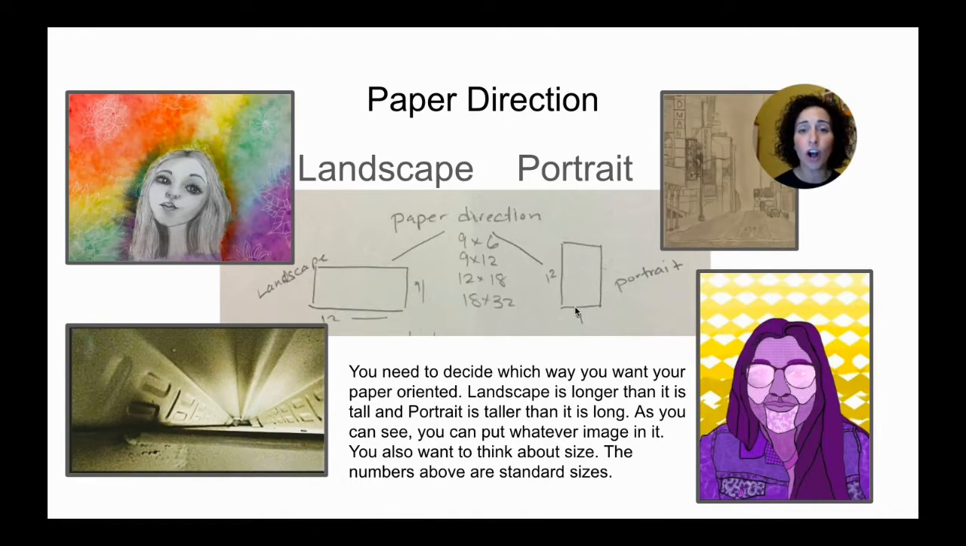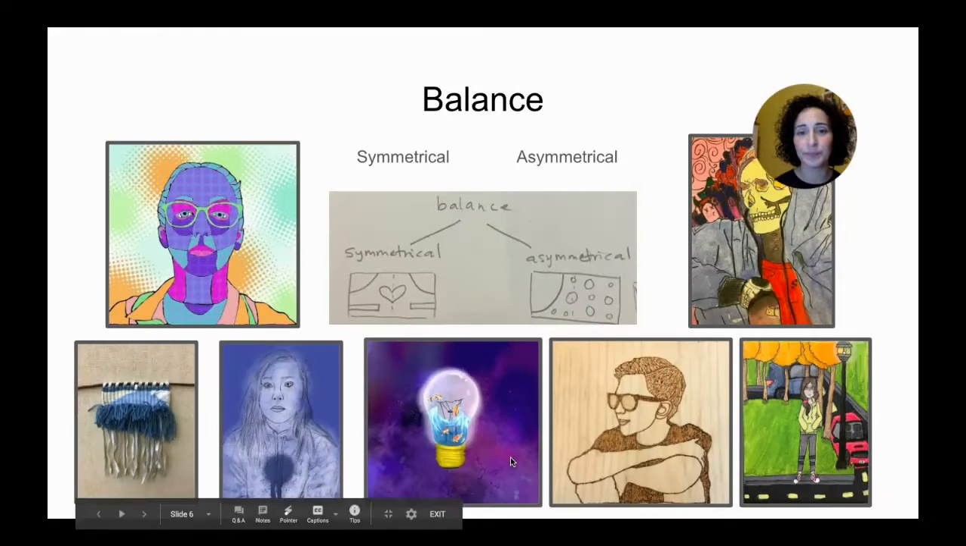Portrait is taller than it is wide. Landscape is wider than it is tall. Just because they're called portrait and landscape doesn't mean you have to put a portrait in a portrait-oriented paper or a landscape in a landscape-oriented paper. You can really put anything in there, as you can see from the two examples of portrait paper direction and the two examples of the landscape paper direction.